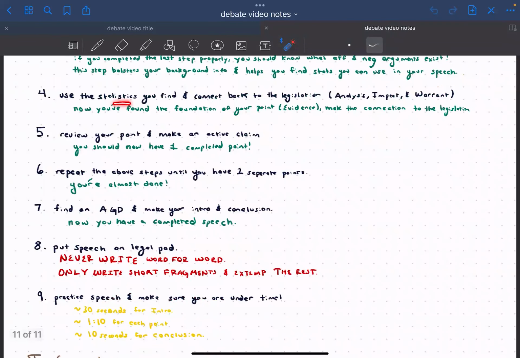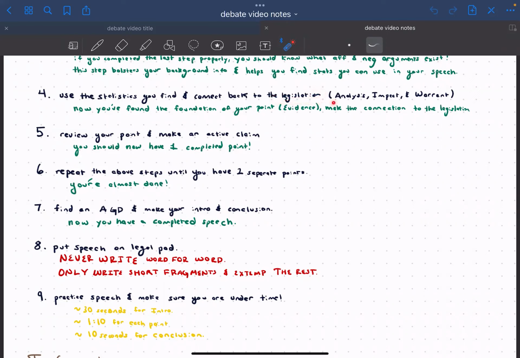Next step is to use the statistics you find and connect them back to the legislation. Again, you can find these statistics either through the Wikipedia page using the hyperlinks, or if you're finding a specific statistic, you can search directly on Google, reading journal articles, whatever the case is. But the point is that you need to first find your data and then come up with an argument that is reasonable. And you always, again, need to connect it back to the legislation.